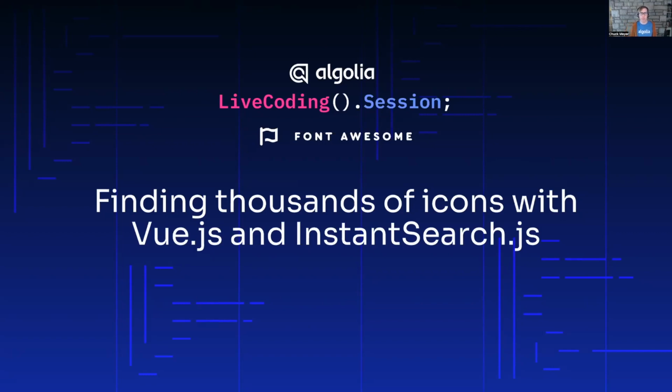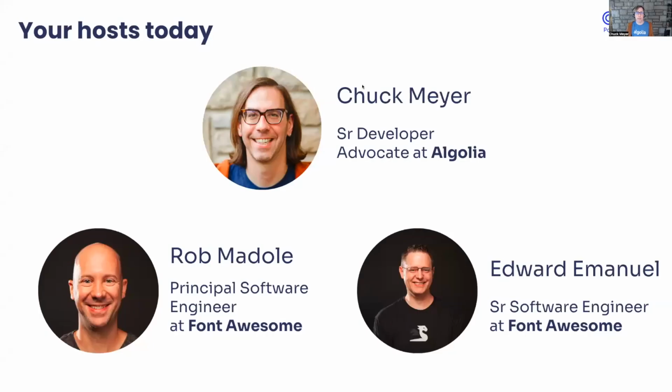For those that have attended in the past, you're probably familiar. If not, this is a live session that we aspirationally try and do once a month, where we bring in engineers and talk a little bit about things that they've implemented with Algolia, things across the ecosystem. Today, in particular, we have our friends from FontAwesome here, and the topic is finding thousands of icons with Vue.js and Instantsearch.js.